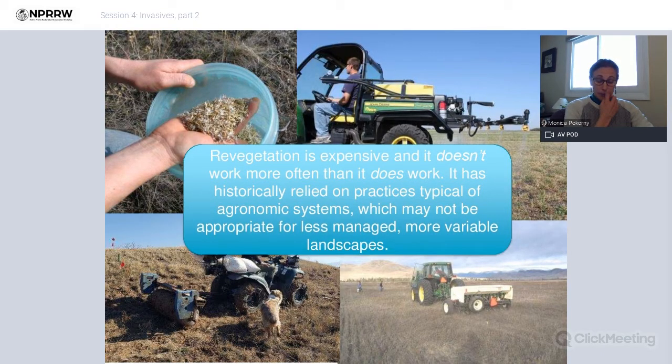So we're talking a lot about some of the basics about revegetation, and there's a lot to consider, and it's really important to think through it because revegetation is expensive, and I would say that it probably doesn't work more often than it does work when you're mixing it with invasive plant management techniques. Also, revegetation has historically relied on a lot of agronomic practices that aren't necessarily appropriate for when you're working in native prairie or an already established plant community.